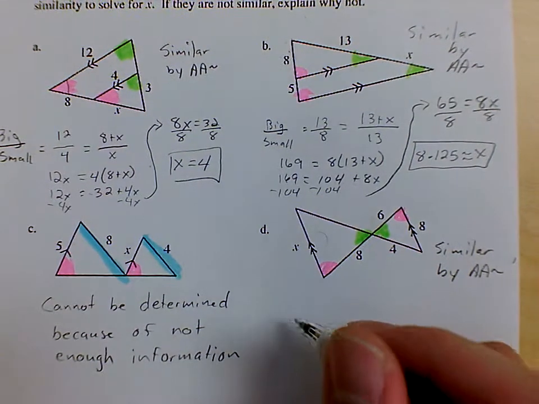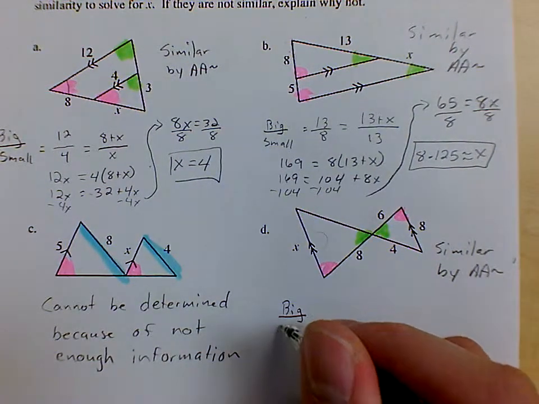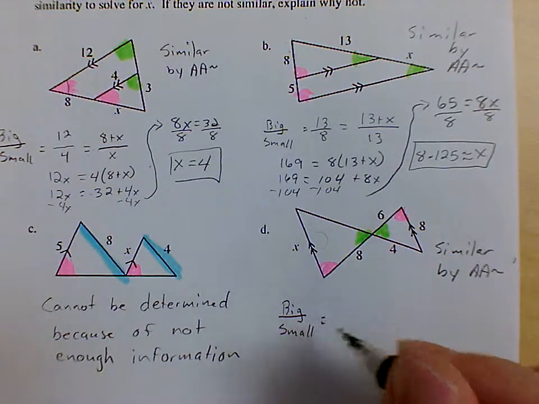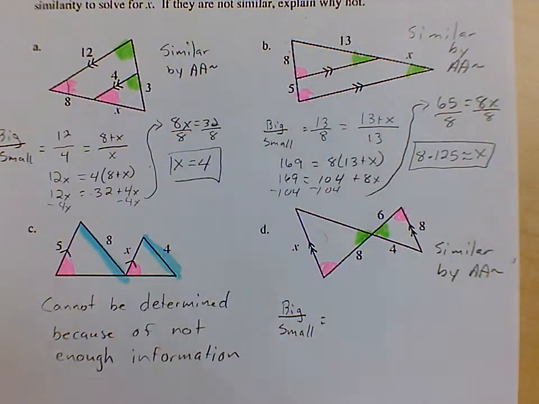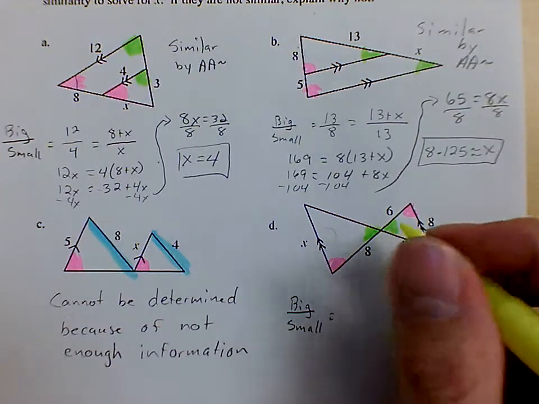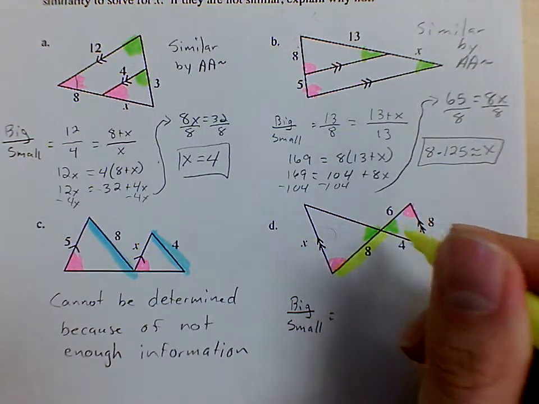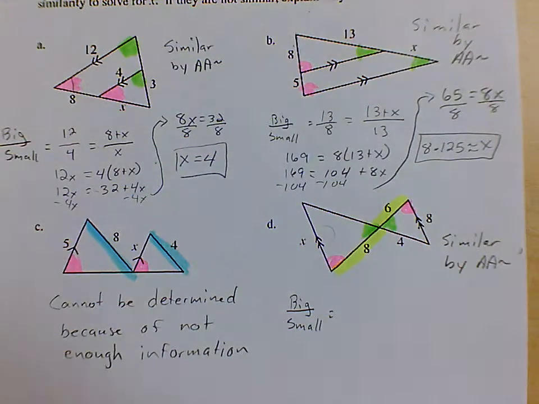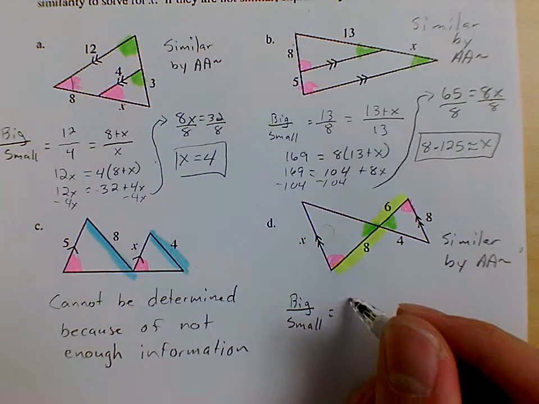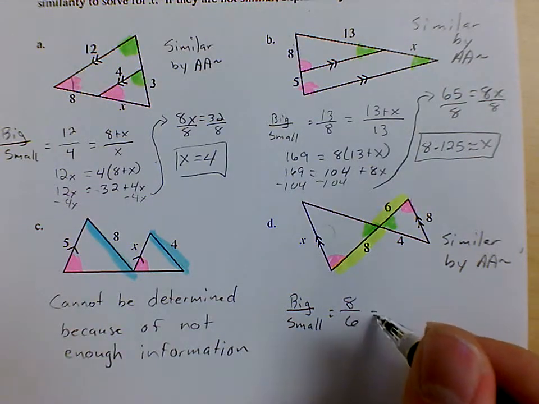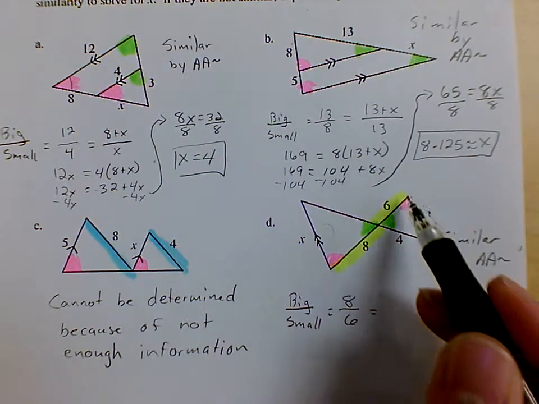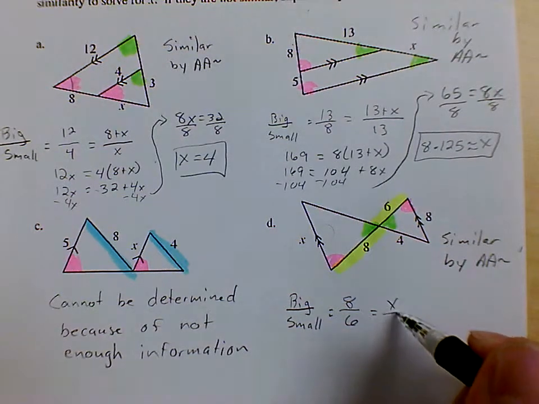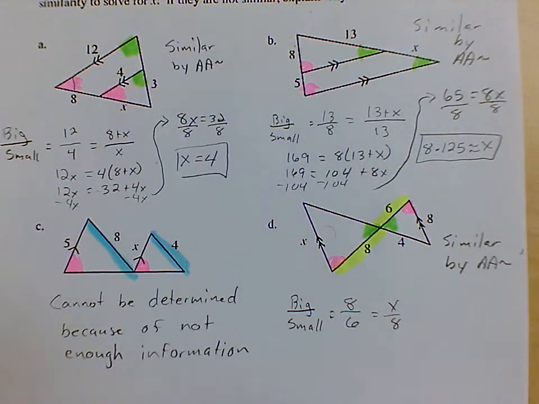So once again, I'm going to set up big over small. I usually start with what I know. Here I'm matching up the sides that are in between the two angles, the two pink and green angles. So this side is in between pink and green, and so is that side. So I'm going to match up 8 is my big, 6 is my small. And then I'm going to match up the backs of the triangle. So we've got x is my big and 8 is my small here.